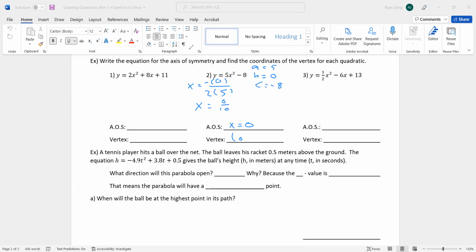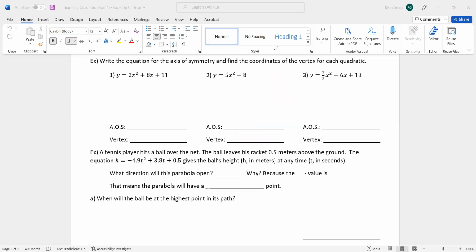And then the vertex is 0, comma. We'll switch colors here. So then I'm just going to do 5 times 0. This again should be really easy because anything with an x, this whole thing becomes 0. And you're left with 0 minus 8. So it's just negative 8. So the vertex is at 0, negative 8. Go ahead and clear it again.